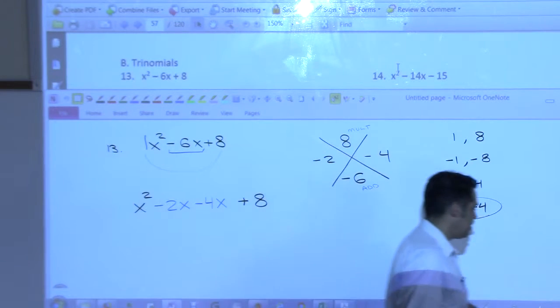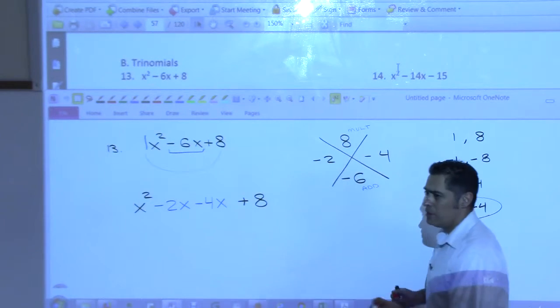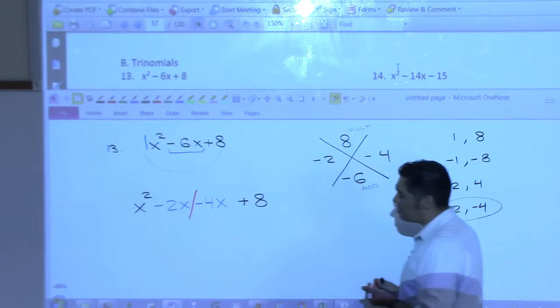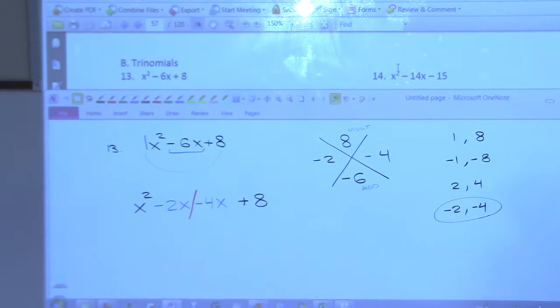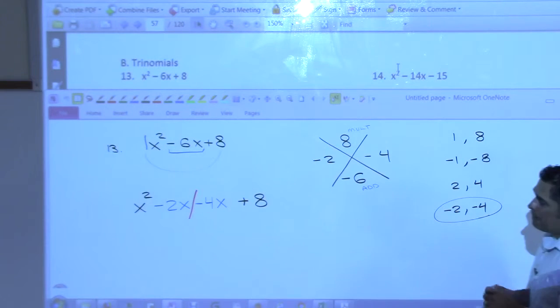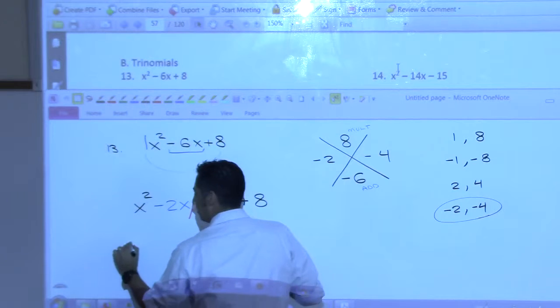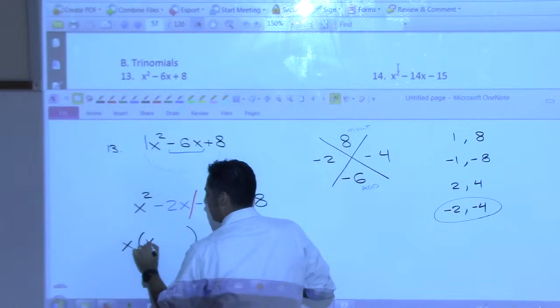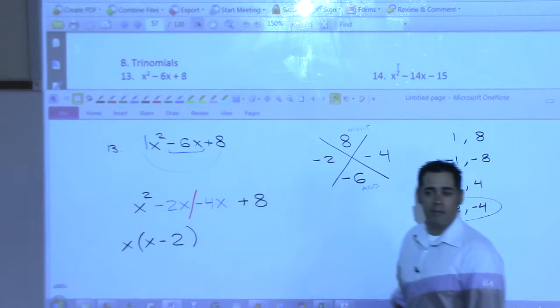Let's put our little slash mark. Where does our slash mark go? Right after the 2x, right there. This one's going to be a little tricky. Let's see how this goes. What can I factor out of just the first two terms? X, and what am I left with? X minus 2. Are we all right with that?